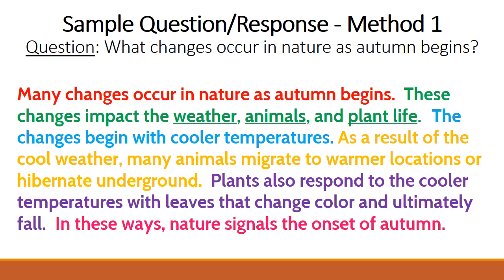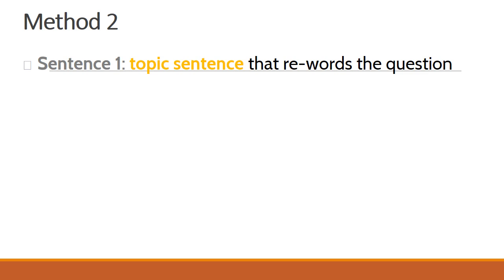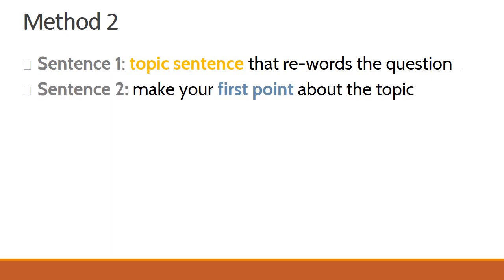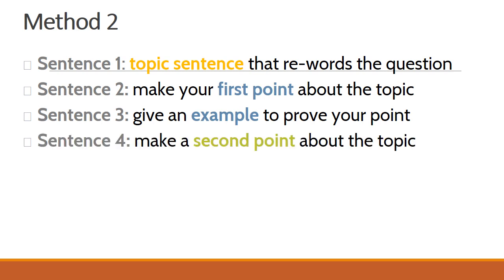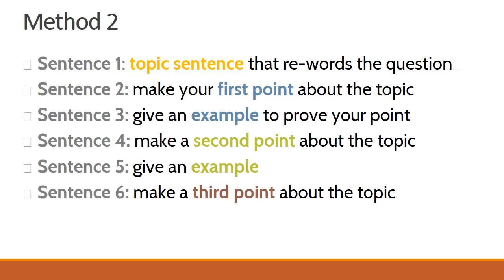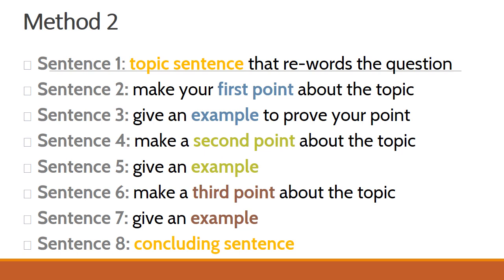Sometimes you may wish to have a more developed paragraph in response to a question. In this case, you would use the second method. Again, you begin with a topic sentence that rewords the question. Following that, you make your first point about the topic. You're just making one isolated point, one more specific point, and give an example to prove it. Then you make another point about the topic and an example to prove it, followed by a third point about the topic, along with an example to prove it, and then a concluding sentence.